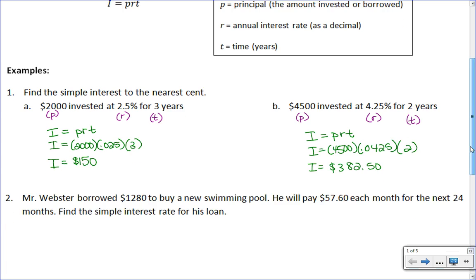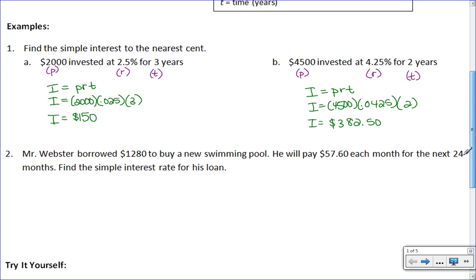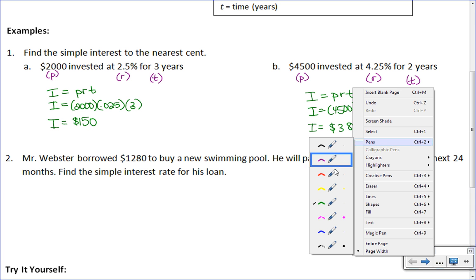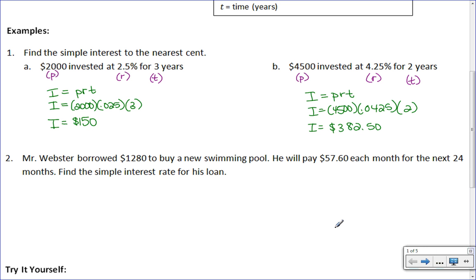Alright, let's look at an example that's a little more complicated. Example 2 says Mr. Webster borrowed $1,280 to buy a new swimming pool. He will pay $57.60 each month for the next 24 months. Find the simple interest rate for his loan. Well, just like in the first example, we want to first identify which part of the formula we're looking for. Well, this asks us to find the simple interest rate. So we're actually trying to find R this time.